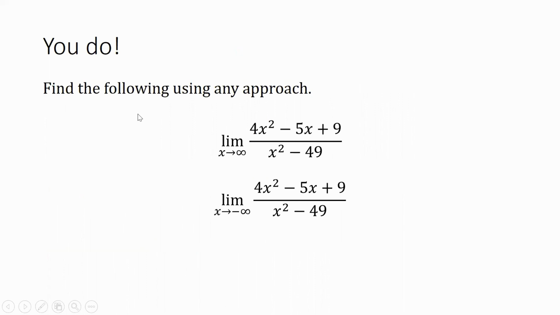What I would like you to do is either use graphical approaches or numerical approaches, or maybe some other approach you can think of, to find the limit as x goes to infinity, and to find the limit as x goes to negative infinity of this rational function.